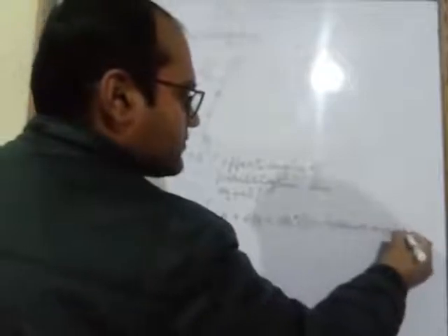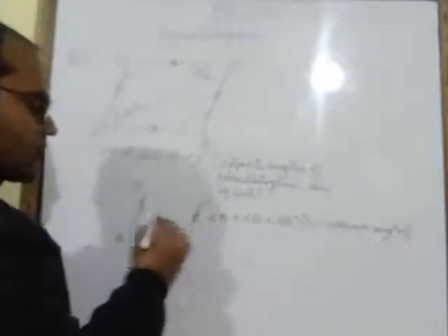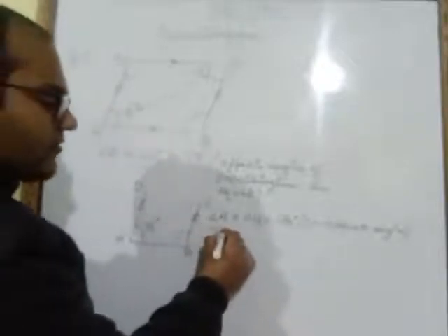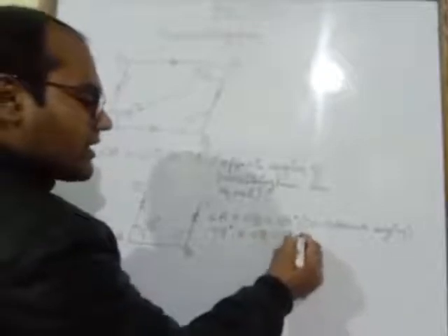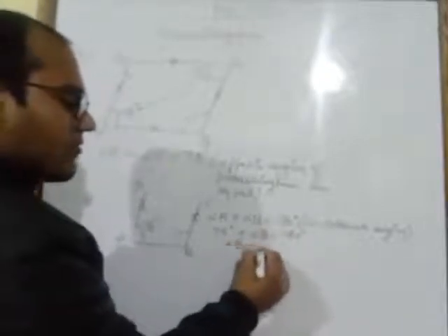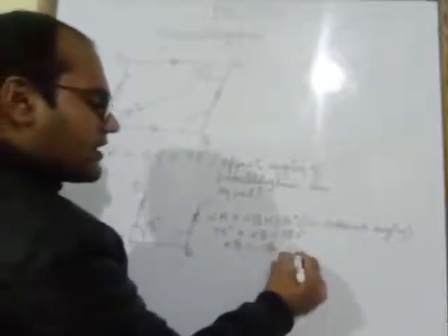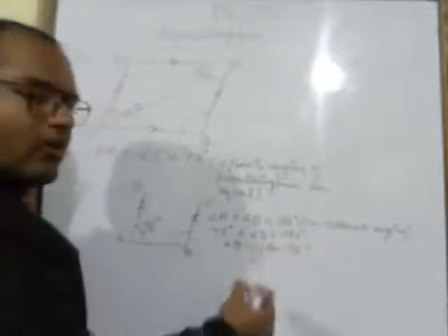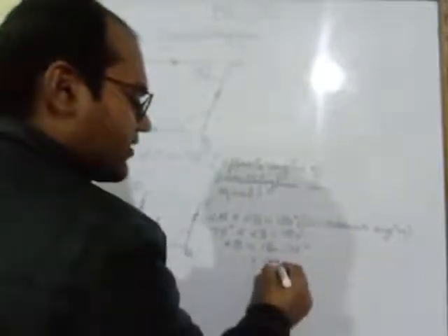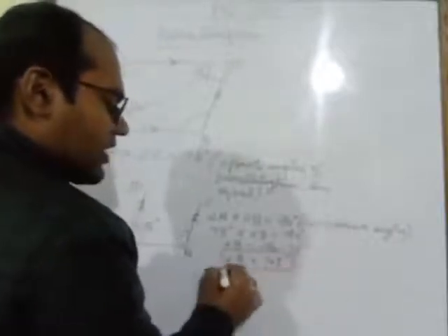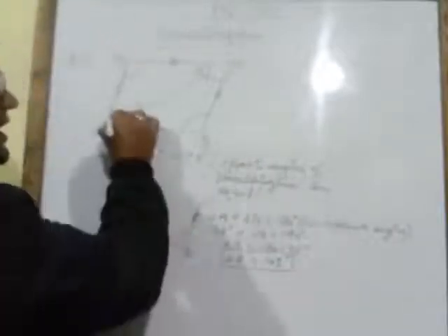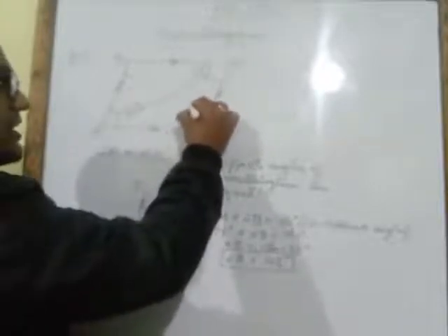Now we have to put the value of angle A. Angle A we know. What is the value of angle A? Angle A is 75 degrees. B we don't know, is equal to 180. From here we will get the answer of angle B. Angle B is equal to 180 minus 75 degrees. On solving it we will get 105 degrees. So this is the answer of angle B.